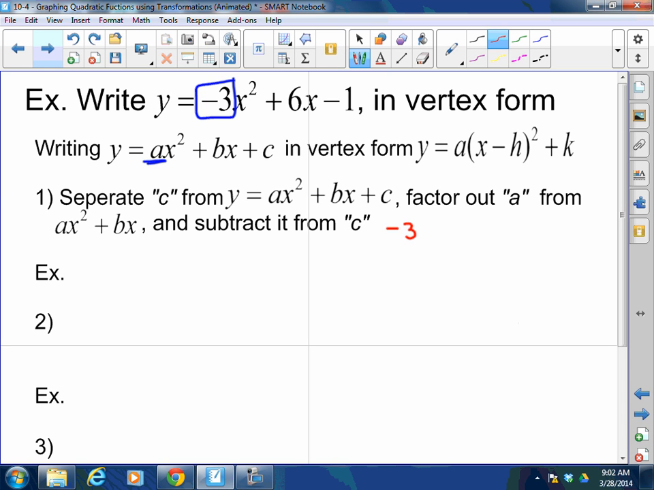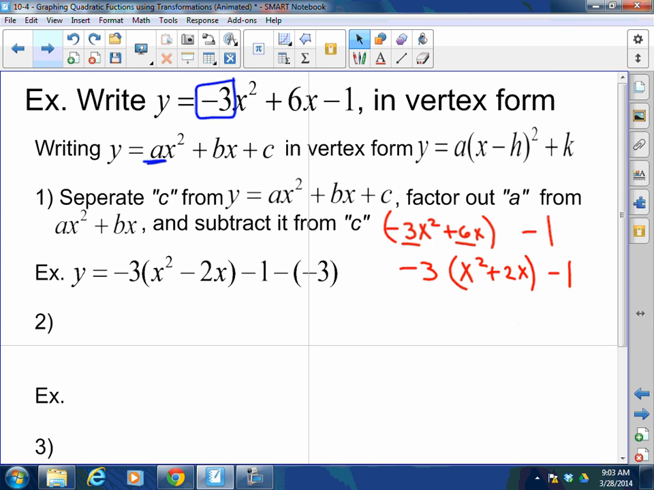So what am I saying? I want to take negative 3x squared plus 6x, and of course I separate the c. You with me, guys? But then I can factor out a negative 3 from here, right? So factor out a negative 3, and then I have x squared plus 2x minus 1. So all I did was separate the c. Wait, what did I do? Oh, sorry.